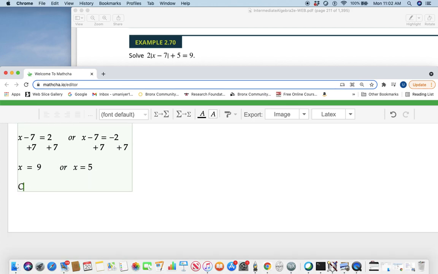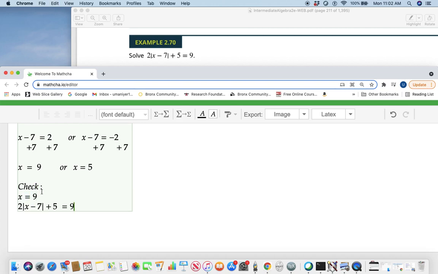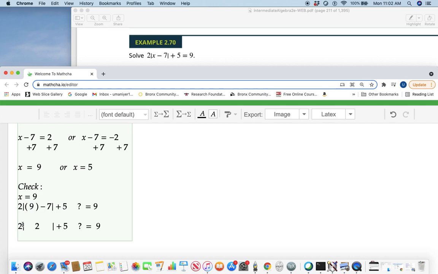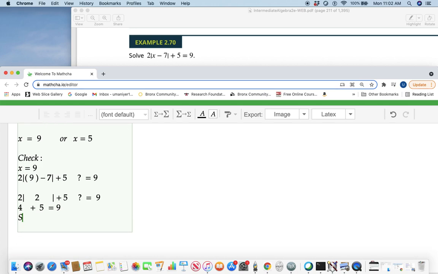So let's check. I'm going to first check x equals 9 in this equation. Where I see the variable x, I place parentheses and fill in the parentheses. Question: is the left hand side equal to right hand side? Notice 2 times absolute value. So 2 times stays because absolute value is a grouping symbol. So simplify inside first. 9 minus 7 is a 2. Question: is it equal 9? 2 times absolute value 2 is 2 times 2 is 4, plus 5. Is it equal 9? Yes, it is equal 9. So x equals 9 is a solution.